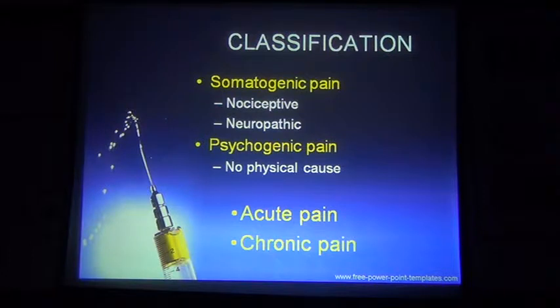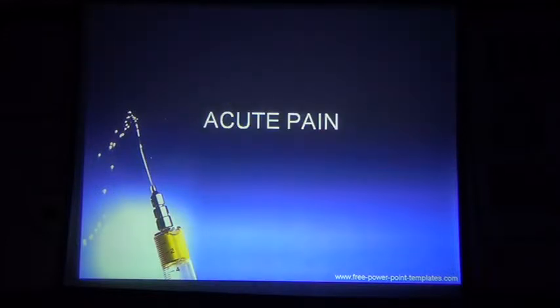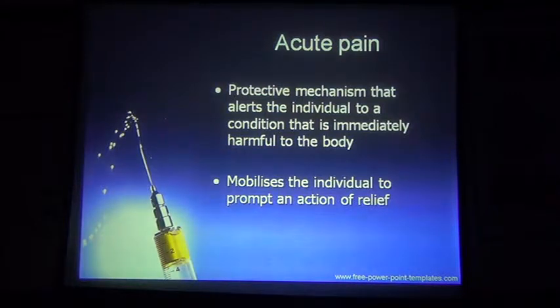Depending on the duration of the pain, pain can be classified into acute pain and chronic pain. Next. Acute pain is sudden, usually an injury, a muscle spasm, or a neurological symptom. Its origin is of very short duration. It's usually a protective mechanism which alerts the individual. It mobilizes the individual to give a prompt action of relief. If there is an injury, the individual moves away from the site of injury to avoid further damage. So acute pain is a protective mechanism.